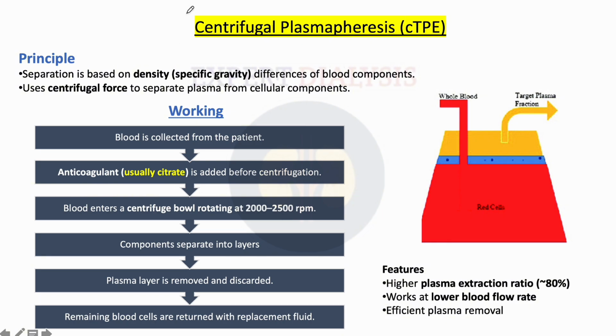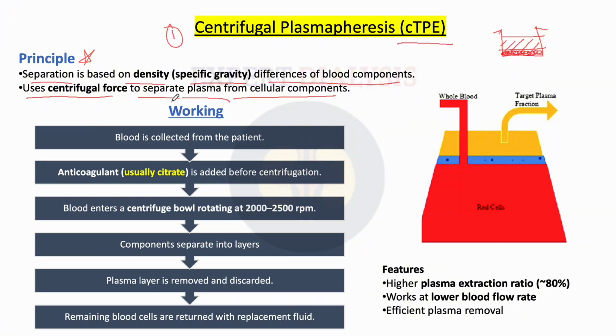We will first talk about centrifugal plasmapheresis, also known as CTP. It works on the principle that separation is based on density or specific gravity. It uses centrifugal force to separate plasma from the cellular components. So here we have blood, and when we centrifuge it at very high speed, the heavier part settles in the lower section while the lighter part stays above. This way separation happens, based on the density difference of the blood components.